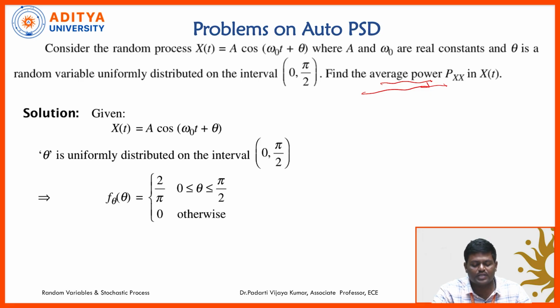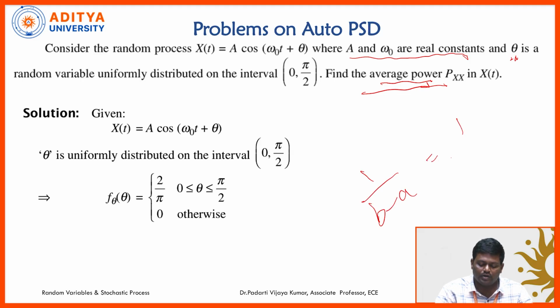Given a random process A cos(omega naught t plus theta), where A and omega naught are real constants, only theta is the random variable, which is distributed uniformly. So, f theta of theta is equal to 1 by (b minus a), that is 1 by (pi by 2 minus 0), which is equal to 2 by pi over the limit 0 less than theta less than pi by 2.